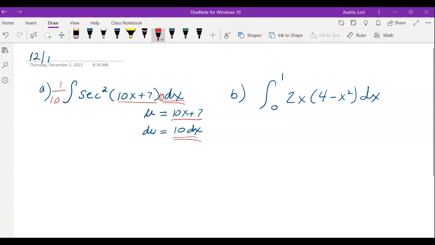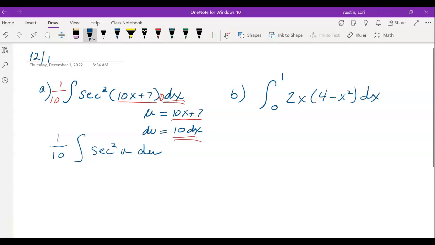All right, once you do that, now just rewrite everything in u's. Put everything in terms of u. So let's go back. So now I have 1/10. I still have secant squared, right? 10x plus 7 is u. And 10 dx becomes du. So what you've created is a new integral that you can integrate based on what you know already. You know how to integrate secant squared.